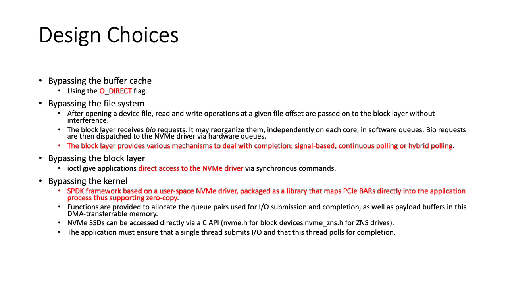So you can bypass the buffer cache. That's what database people have done for many years using IO Direct. It's possible to bypass the file system, still using the block layer, so opening a device file directly as basically a raw device. And the block layer provides different mechanisms to deal with completion. In particular, continuous polling, which makes it possible to dedicate a kernel thread to polling the completion queues. So it's another way of trading increased CPU utilization for lower I/O latency.